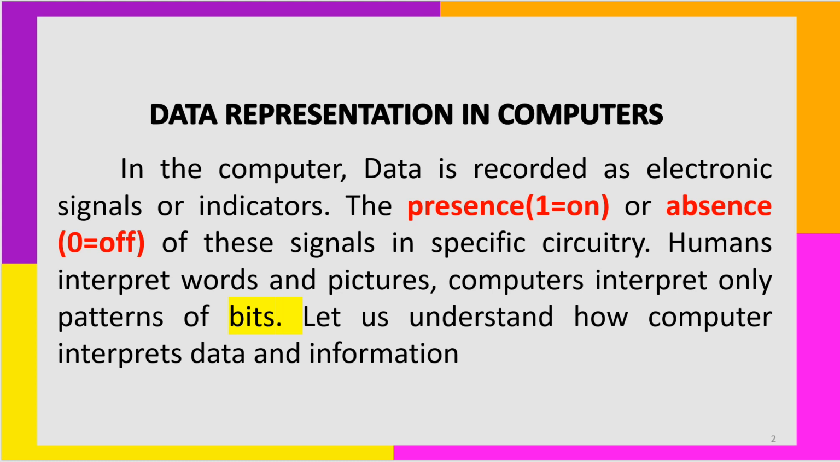The presence is represented by 1 or on, or absence by 0 or off, of these signals in a specific circuitry. Humans interpret words and pictures, while computers actually interpret only patterns of bits, where 1 means on in a specific circuitry and 0 means off in a specific circuitry. Let us understand how the computer interprets data and information.